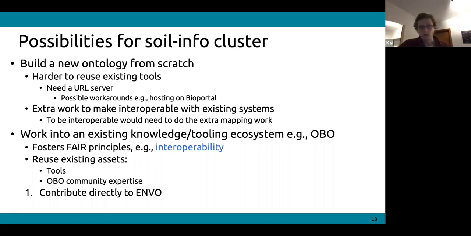So if there was a push for a soil informatics cluster, one place it could start is to communicate or contribute directly within ENVO. We'd be happy to host that, although it's limited bandwidth. It is still an open source project.